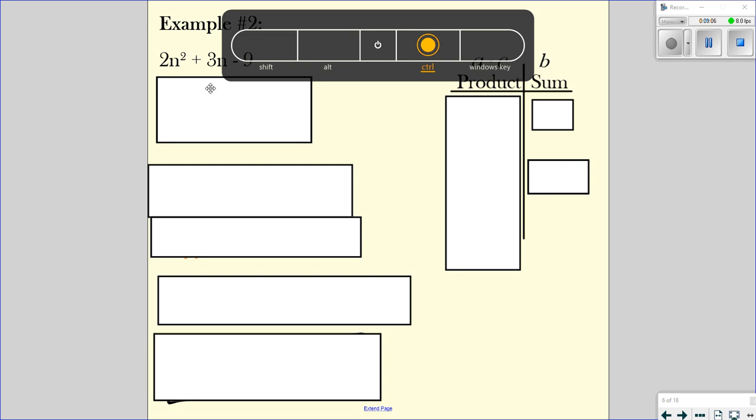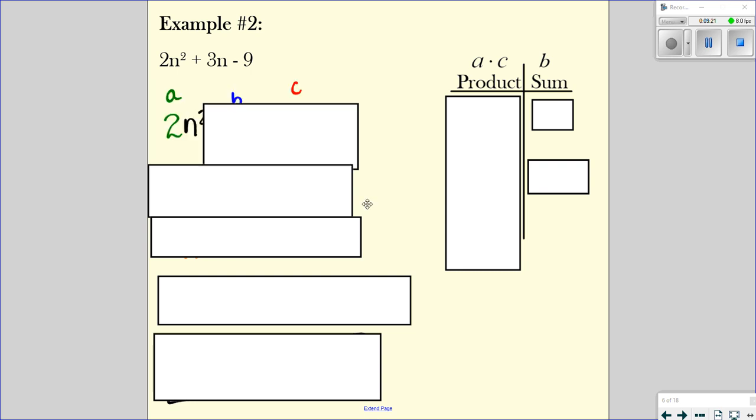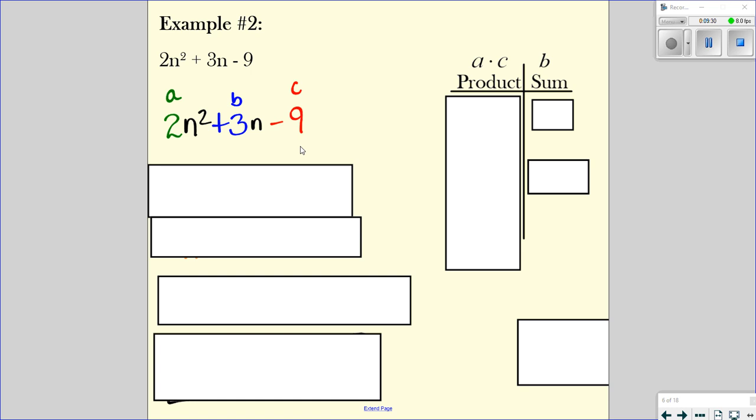2n squared, oops, sorry about that. 2n squared plus 3n minus 9. All right, so GCF, we got to pull out a GCF. Is there any GCF to pull out? No. Is it in standard form? Yes. All right, so now I can label it. My first term, the first coefficient is A, second B, and then third is C. Notice that whatever sign is in front of that number has to be attached to it.